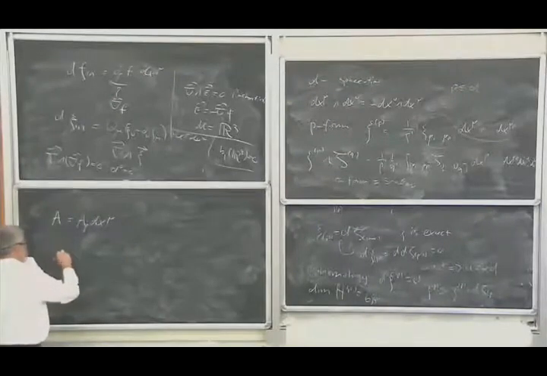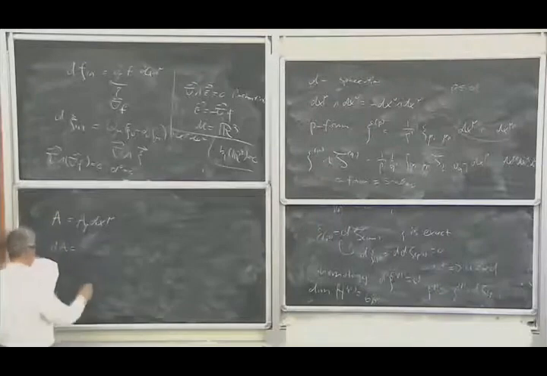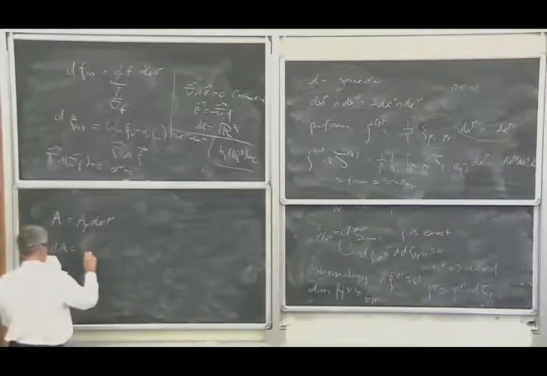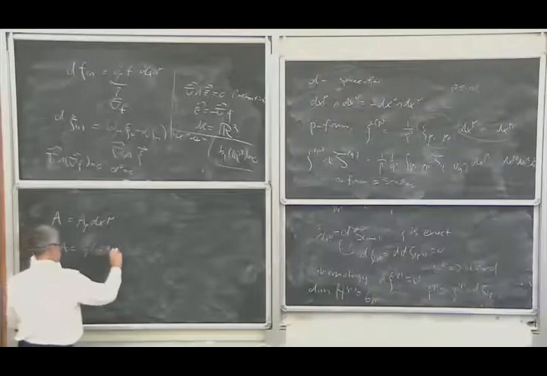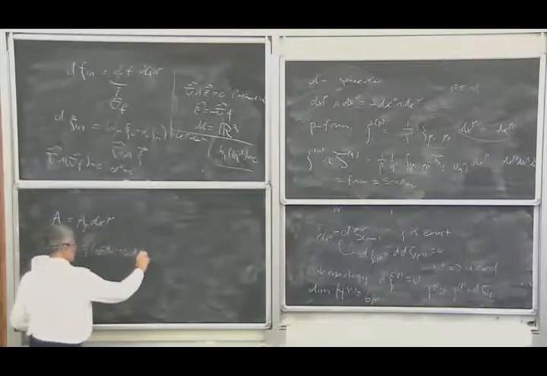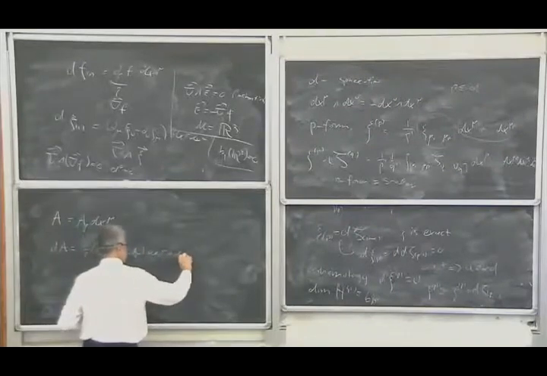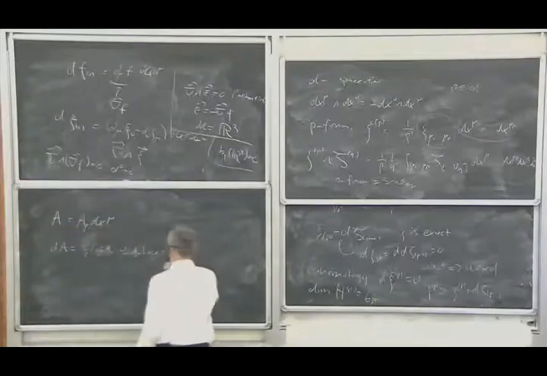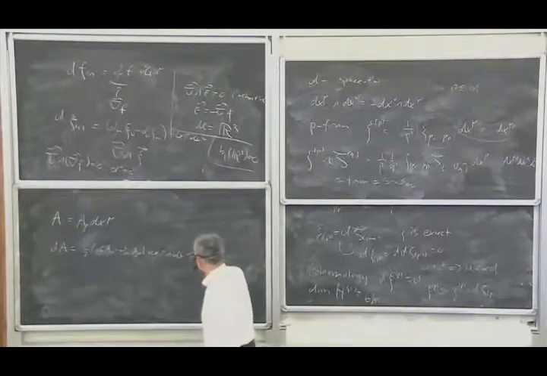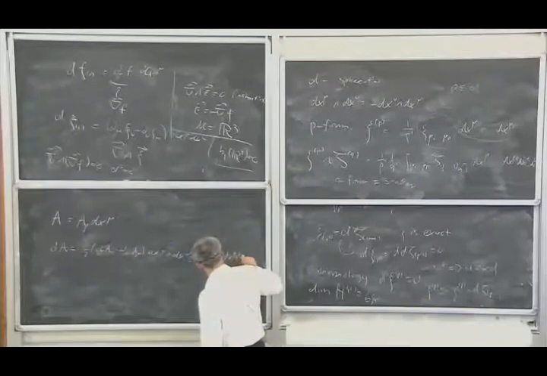Then dA, well, that's 1/2 (d mu A nu minus d nu A mu) dx mu wedge dx nu, which is just F mu nu, so that's 1/2 F mu nu dx mu wedge dx nu. Okay?